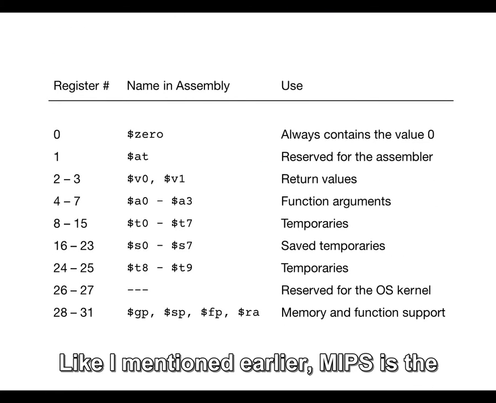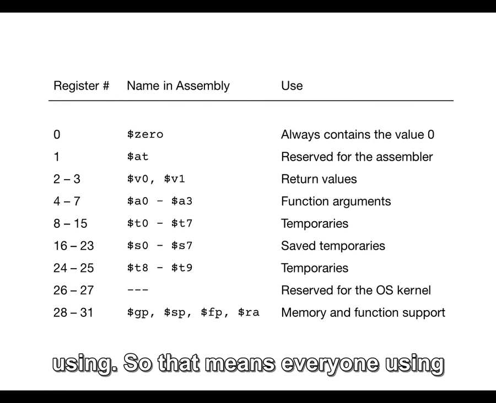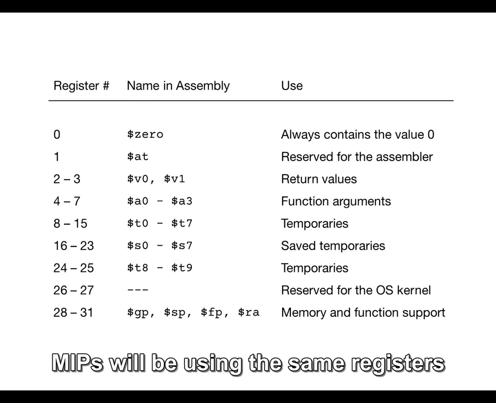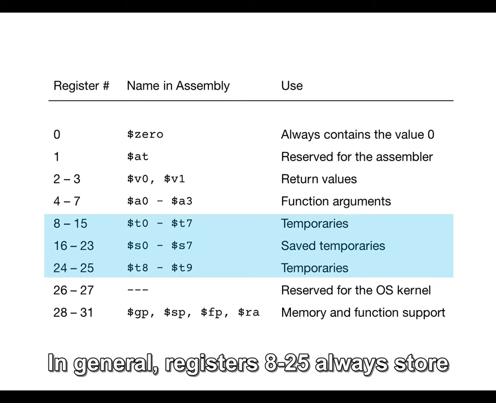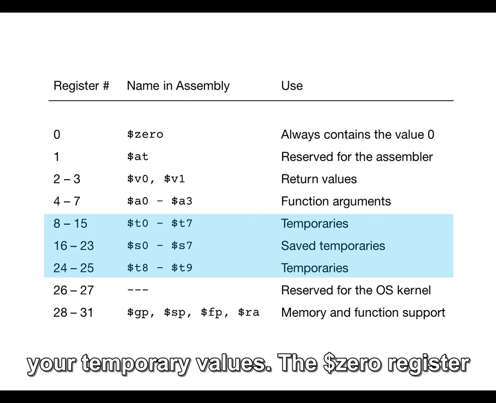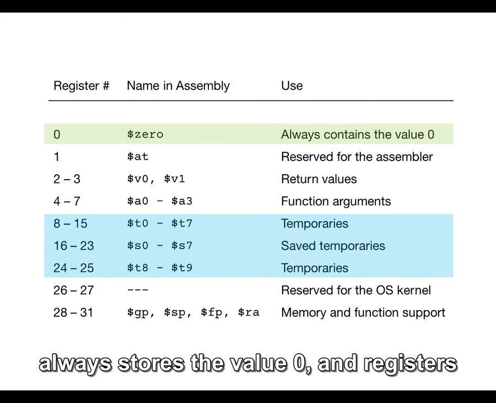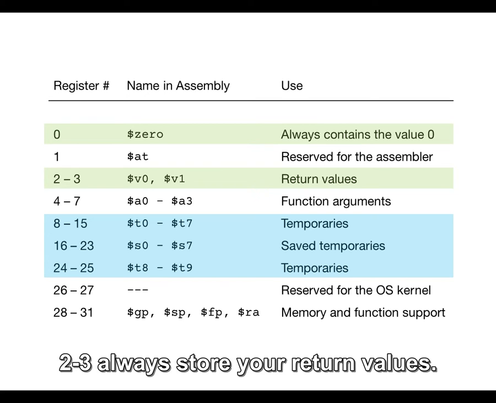Like I mentioned earlier, MIPS is a standard architecture that we will be using, so that means everyone using MIPS will be using the same registers to store the same values. In general, registers 8 through 25 always store your temporary values. The 0 register always stores the value 0, and registers 2 to 3 always store your return values.